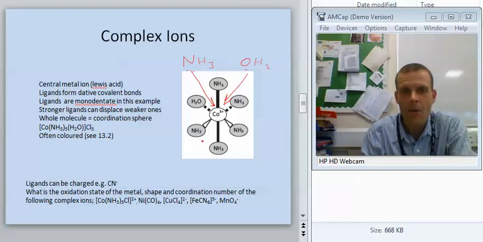And very often these are coloured, and we'll talk about that in the next section. Something else we find as well is that ligands that bind more strongly will kick out ligands that bind less strongly, right? So we can get ligand substitution reactions, ligand exchange.